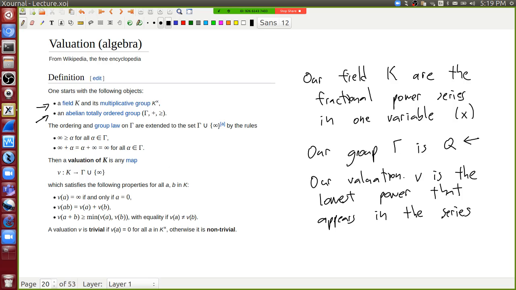And then our valuation is the lowest power that appears in the series, and it does satisfy all these properties. Its valuation is infinite if the function is 0. Multiplication of the function causes addition of the valuations, and then the valuation of a sum is greater than or equal to the minimum of the 2 valuations, with equality if the valuations are not equal. If they're equal, then you might have a greater-than inequality here. Let me illustrate.